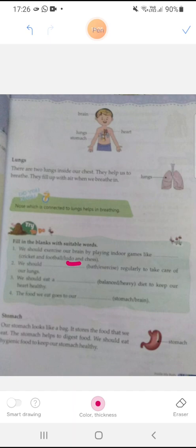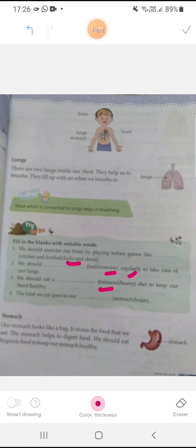Second one, exercise. Then third one, we should eat a blank, balanced or heavy, diet to keep our heart healthy. Always we should eat a balanced diet, not a heavy one. A heavy diet harms our heart and stomach as well. It harms our health. Therefore the answer will be balanced. Balanced means everything in small amount, everything in equal amount which is required for our body.